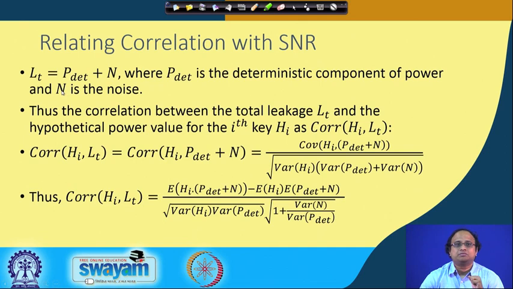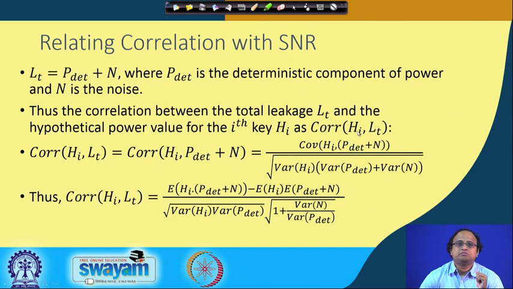So Lt is nothing but P deterministic, which I was denoting as AS, for example. This is a deterministic portion because I can control it by the input as well as the component of the key, plus N, where N stands for noise. So when we are calculating the correlation, we are calculating the correlation between the total leakage Lt and the hypothetical power value for the ith key, which is denoted as Hi.